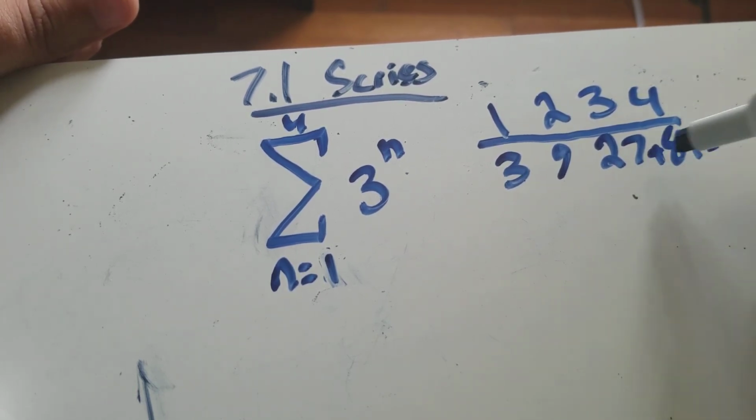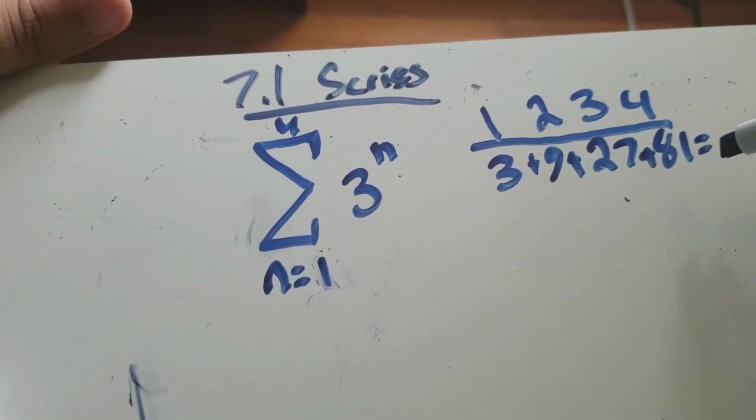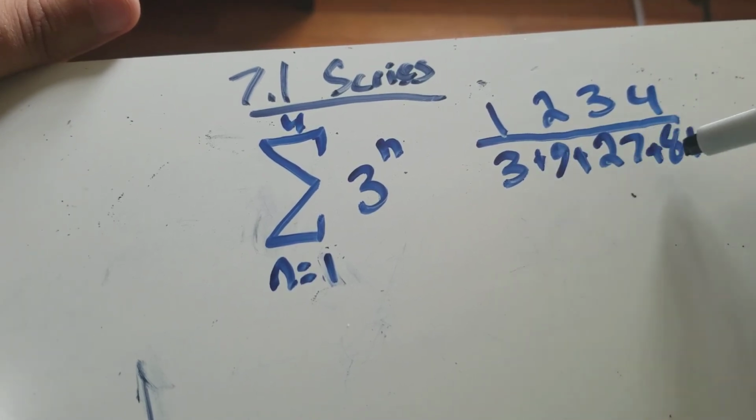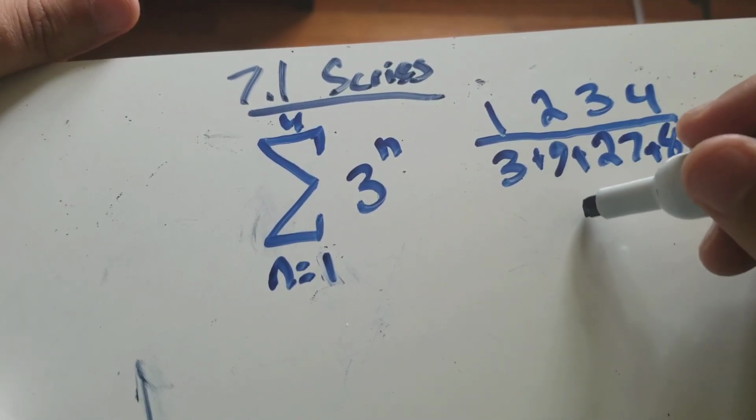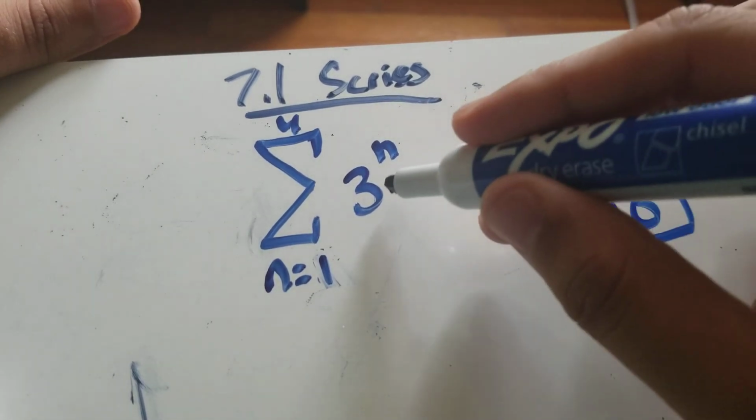From that point, I just want to add all the pieces together. See, 9 plus 81 is 90, and then 27 plus 3 is 30. So 90 plus 30 is 120. So your answer for this one is simply 120.